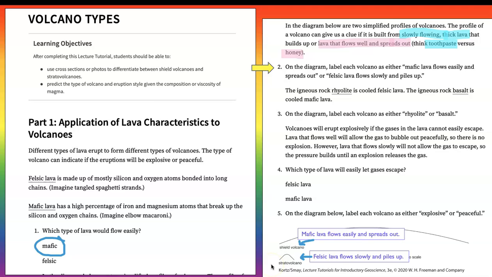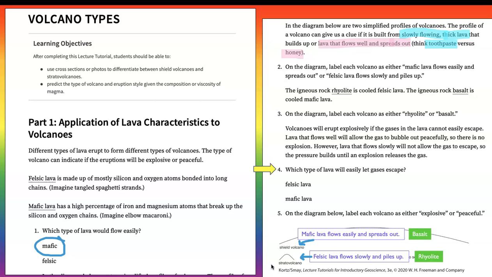I should mention that stratovolcanoes are often associated with intermediate composition magma, which would be andesite, but they also do erupt felsic material, and in fact, if you recall from the video Rocks 7.4, when I talked about California volcanoes, several of the volcanoes in Northern California are stratovolcanoes, but they have erupted rhyolite in the past. On the diagram, label each volcano as rhyolite or basalt. The shield volcano is basalt, the stratovolcano is rhyolite, or as I said, sometimes andesite.